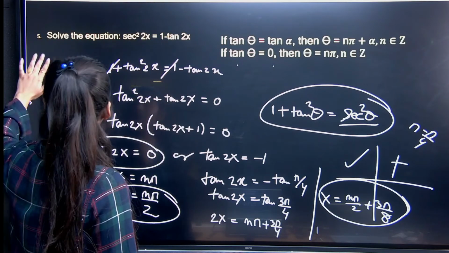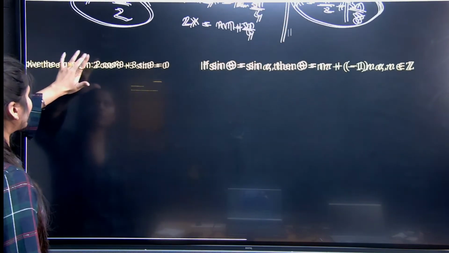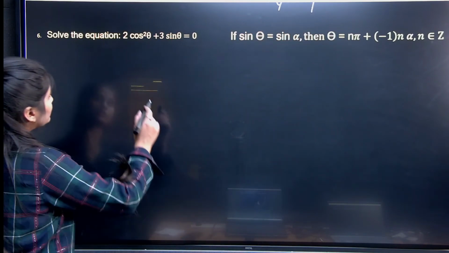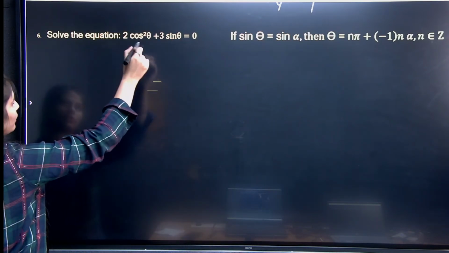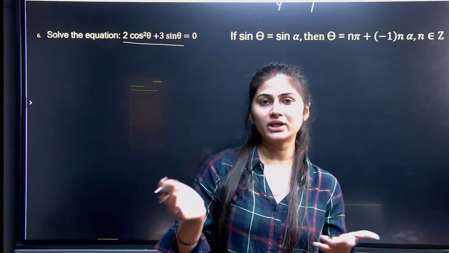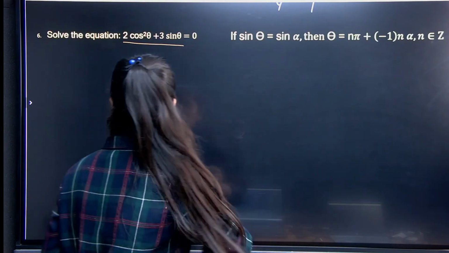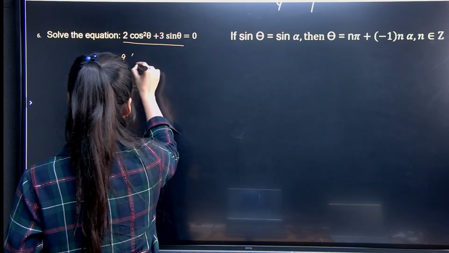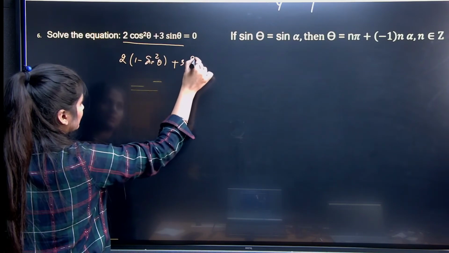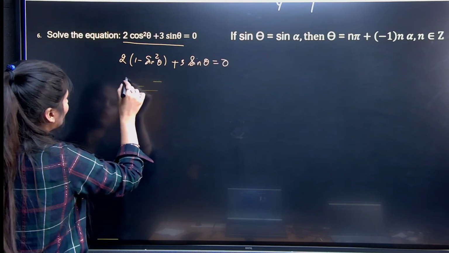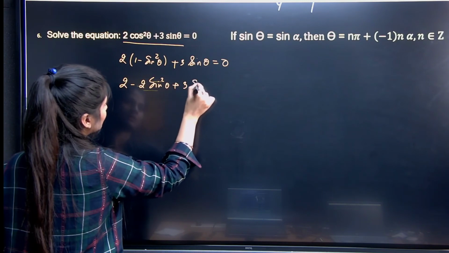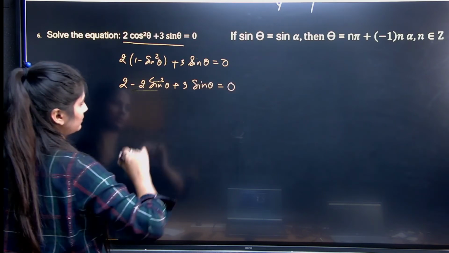Moving on to question number 6. Question number 6 is 2 cos square theta plus 3 sin theta is equal to 0. Again in this question we have cos as well as sin, so we have to convert both into cos or sin. What we can do here is write cos square as 1 minus sin square theta. Now 2 minus 2 sin square theta plus 3 sin theta is equal to 0.